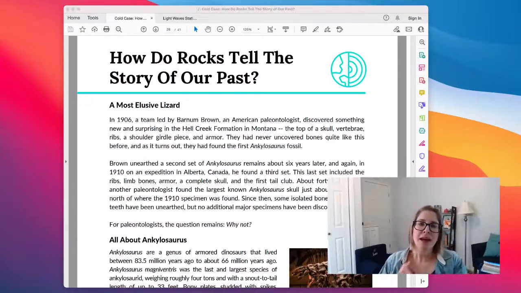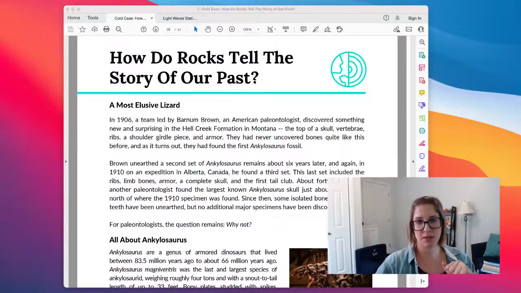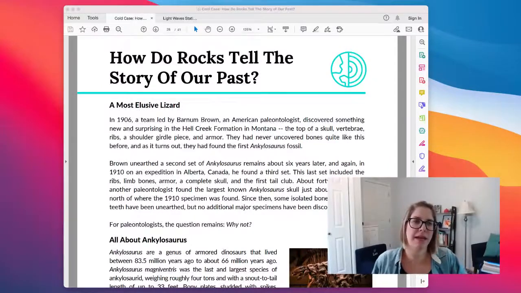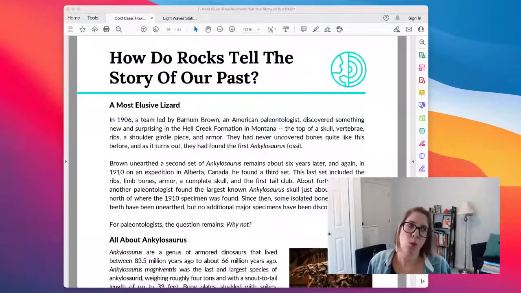So I'm going to use some examples from the Curiosity Spark that's releasing for the Spark subscription November 1st. This is the rock files, and the phenomenon is what happened to the dinosaurs. Was it volcanism? Was it an asteroid? Was it some combination?